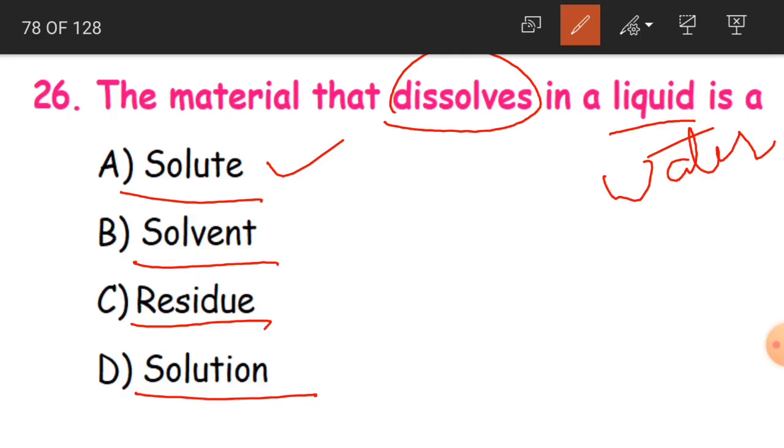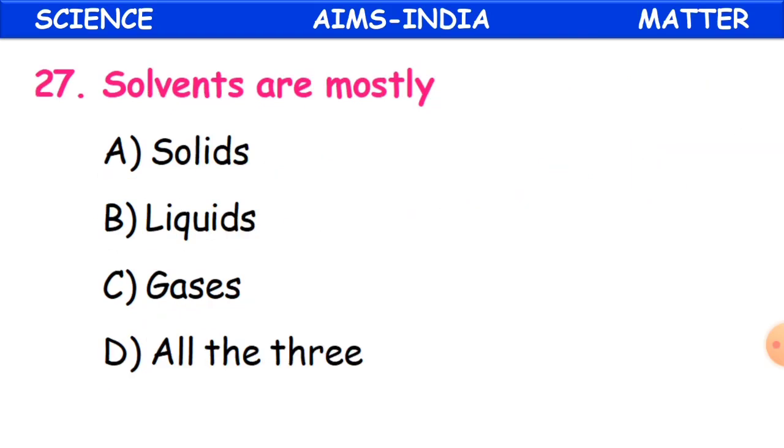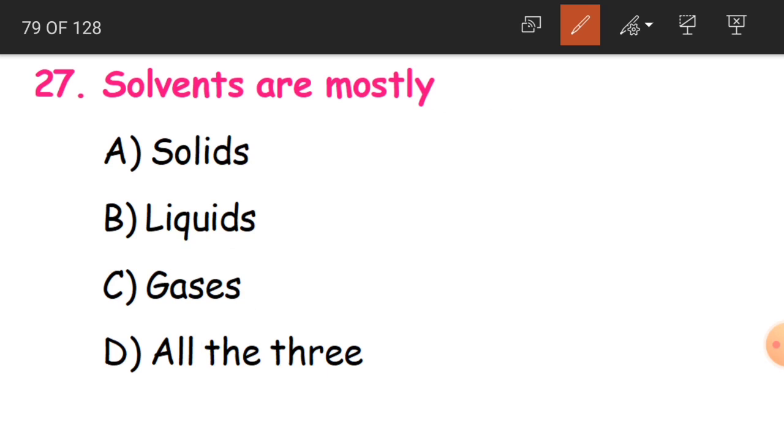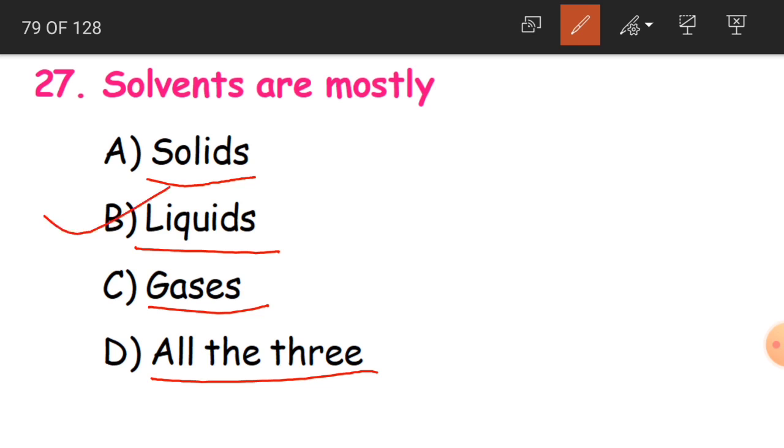Then the solvent is water. Why? Because the water is going to dissolve the salt or sugar, so water is the solvent. Clear? Now, solvents are mostly in which form? Solid form, liquid form, gaseous form, or all the three? And the answer is the liquid form.